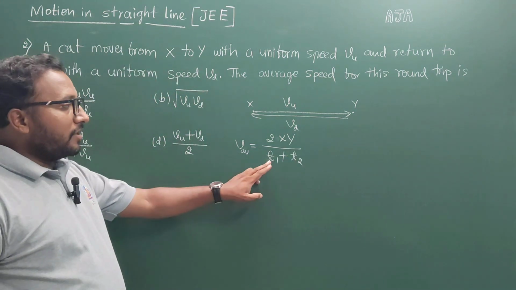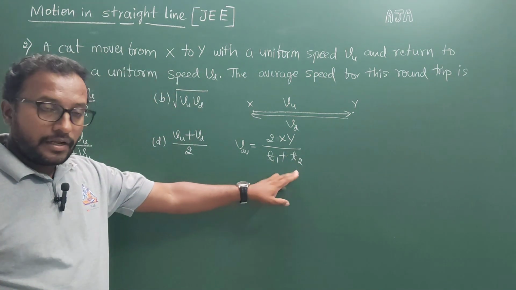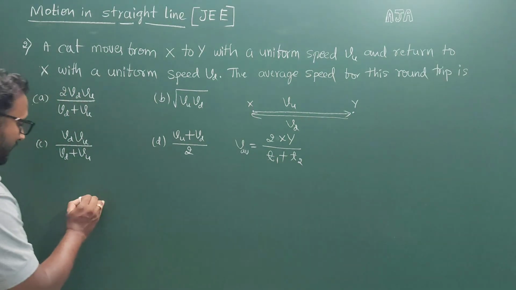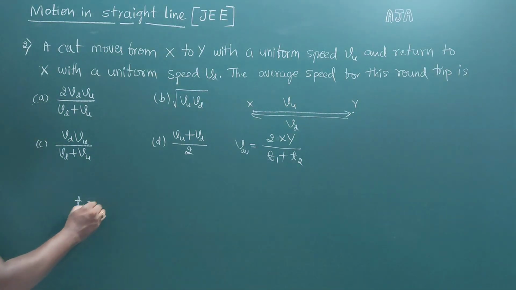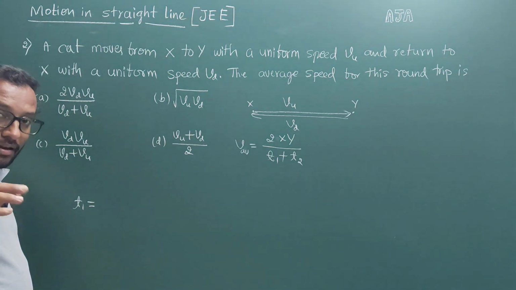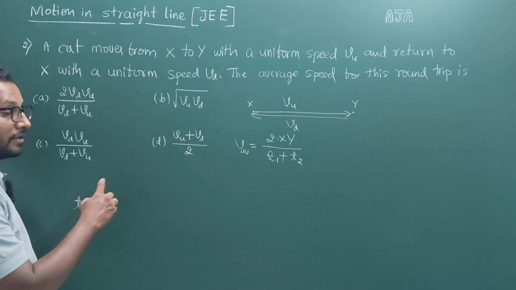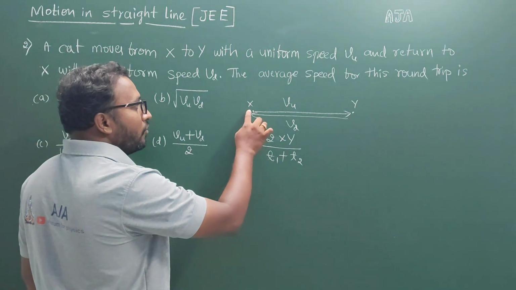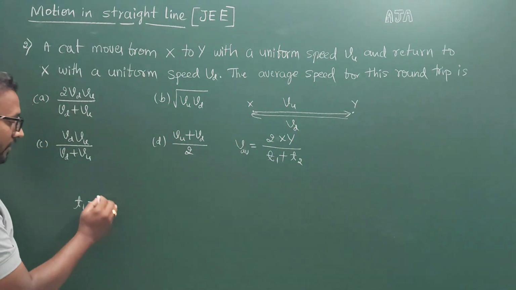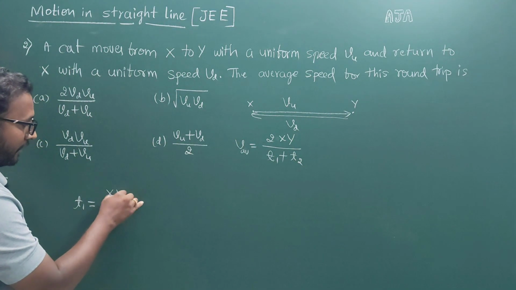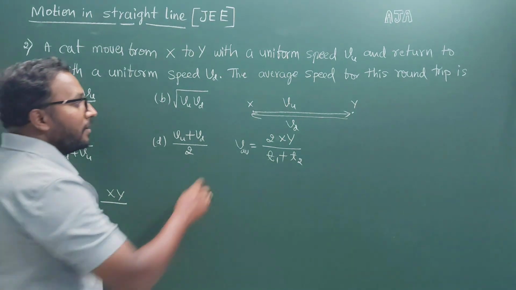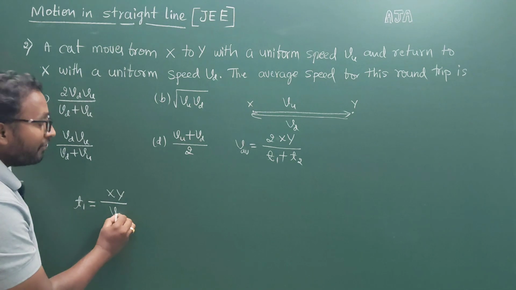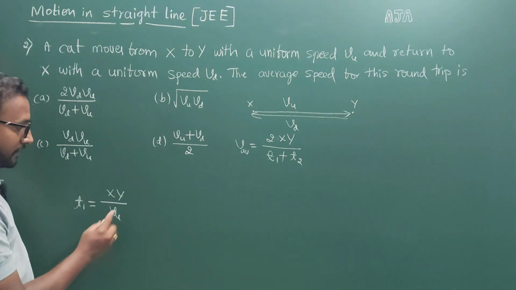So let us calculate what are these t1 and t2 and substitute that, we will get the answer. So t1 I will write here. t1 is nothing but the time taken. You know how to calculate the time taken? Time taken is nothing but the distance divided by speed. So time taken by the cat to go from x to y is nothing but the distance xy, and whole divided by the speed with which it was going. It was going at the speed vu. So therefore this is t1.